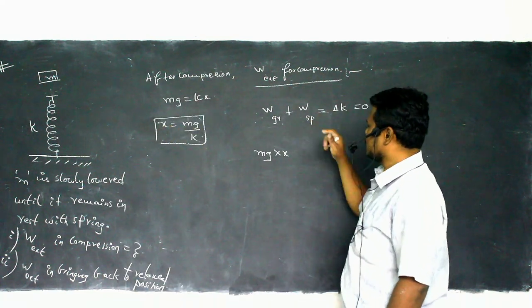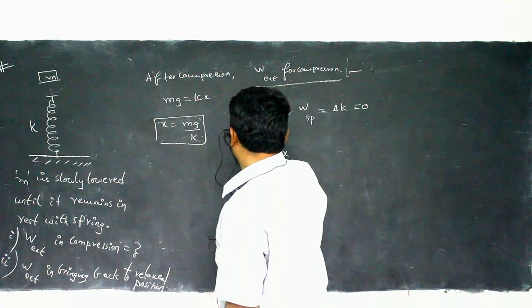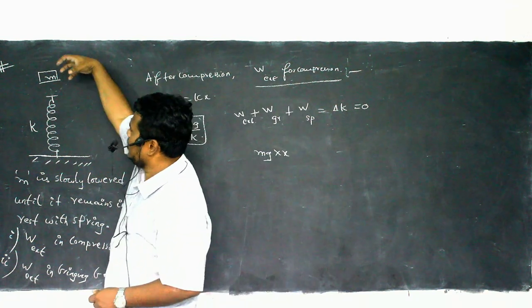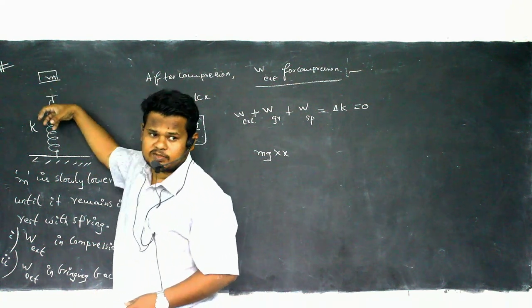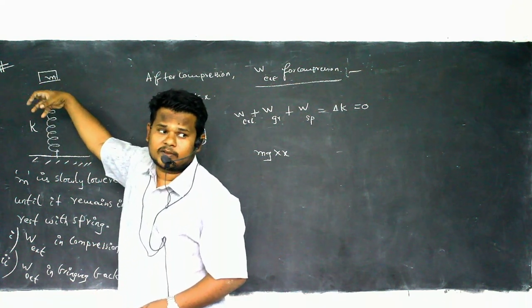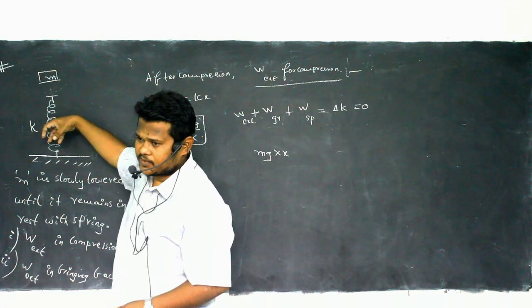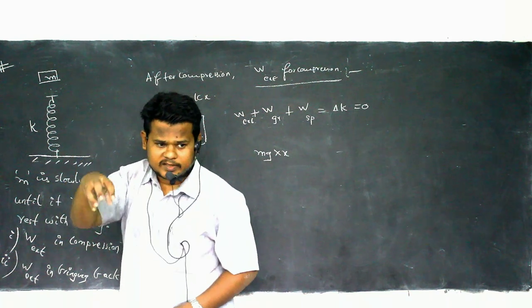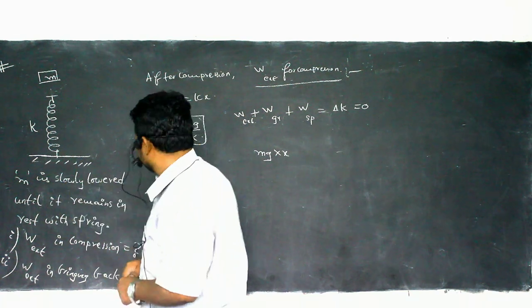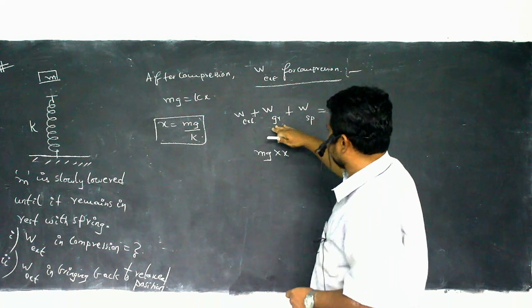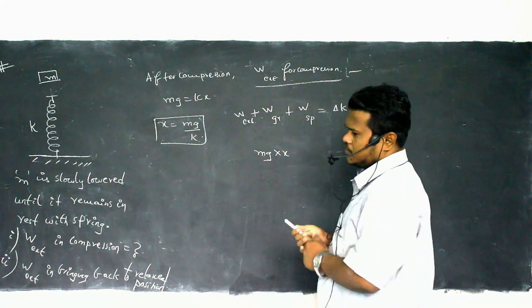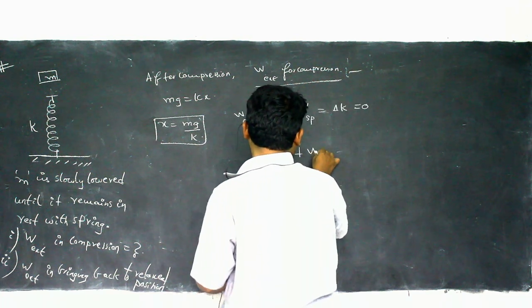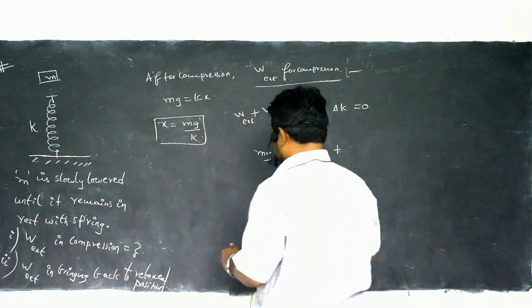So here we forgot another force. What is that one? Work done due to external force is also there, no? Because I am holding this block and I am releasing this mass slowly. We are not releasing this block. We are holding this block and releasing the block very slowly. So work done due to external force plus work done due to gravitational force plus work done due to spring force. Clear? And can you say what is work done due to spring force?